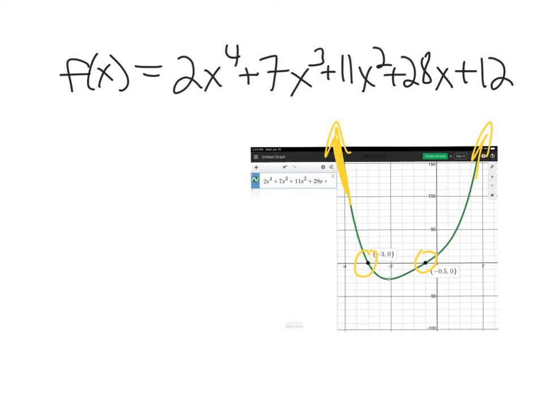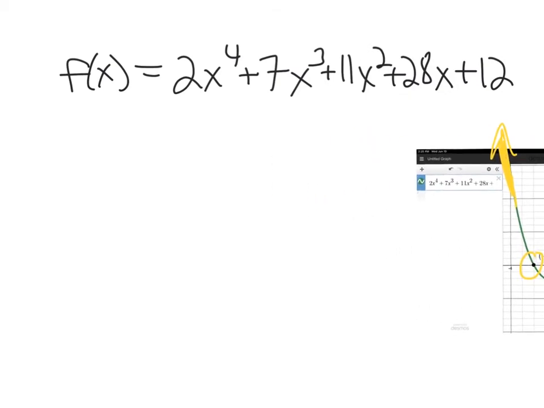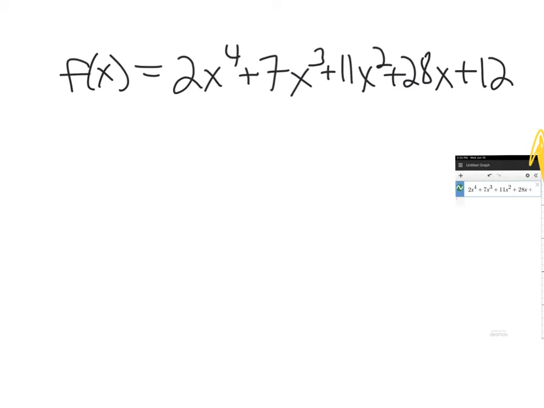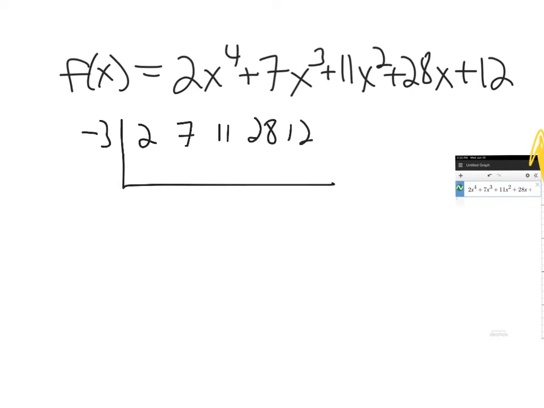And I think this is section 3.6 in the textbook, where they talk about complex zeros. So it's very similar to what we just did. I know I have zeros of negative 3. I know I have zeros of negative 1/2. So let's just do some synthetic division with this thing. So let's see, negative 3, and we're going to do 2, 7, 11, 28, and 12.